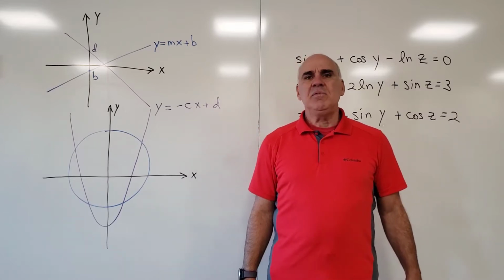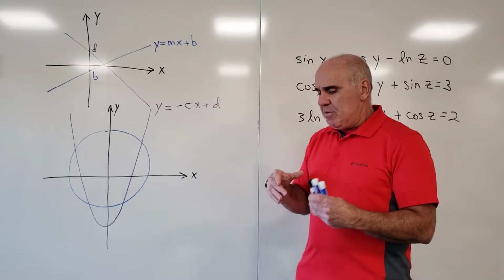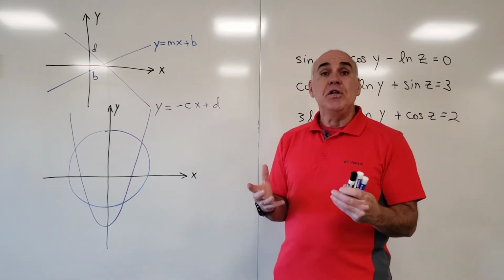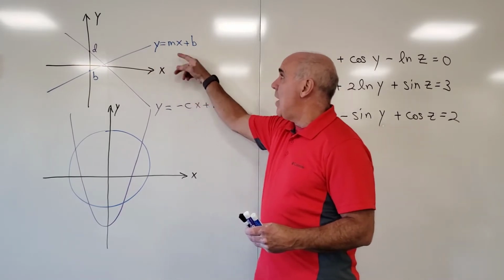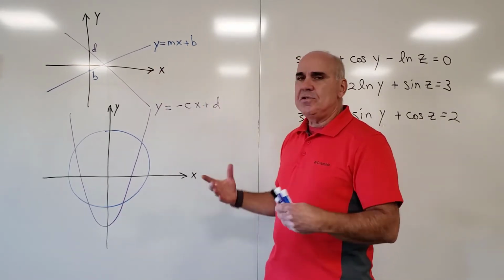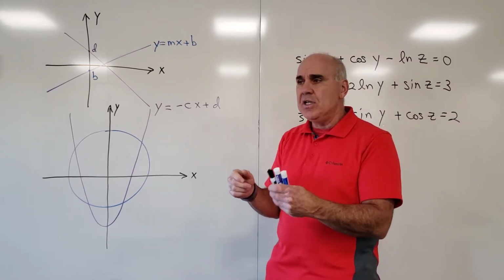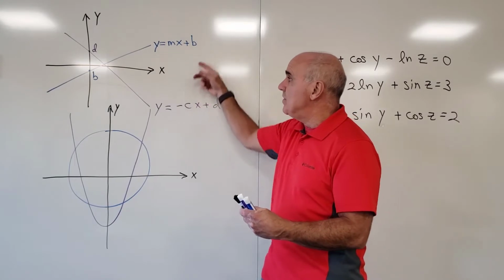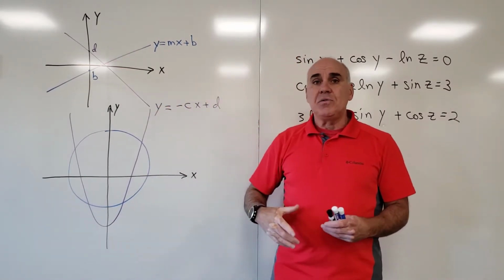Hello again, everyone. It's time to look at solving systems of equations again. And recall from last time we looked at linear equations. So for example, I might have two equations, y equals mx plus b and y equals minus cx plus d. Those are just straight lines. And the solution, the x and the y that satisfies both of those equations, is the point where the two lines cross. All right, so those are linear equations.